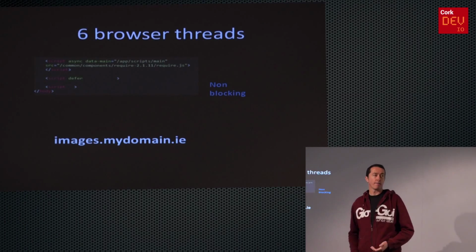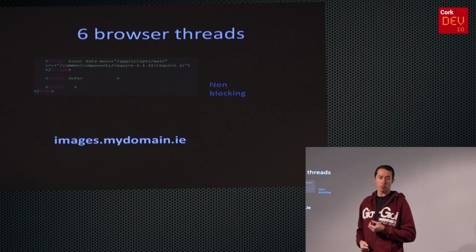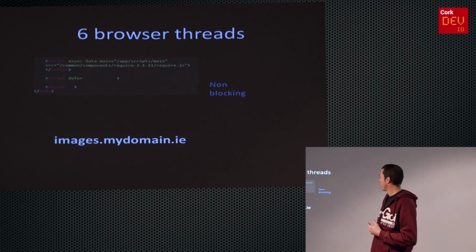Most browsers will have 6 threads, so use them all. And that 6 threads is per domain. So if we have a subdomain, images.laya.ie, then you get another 6 threads for that. So you can really speed your page up.